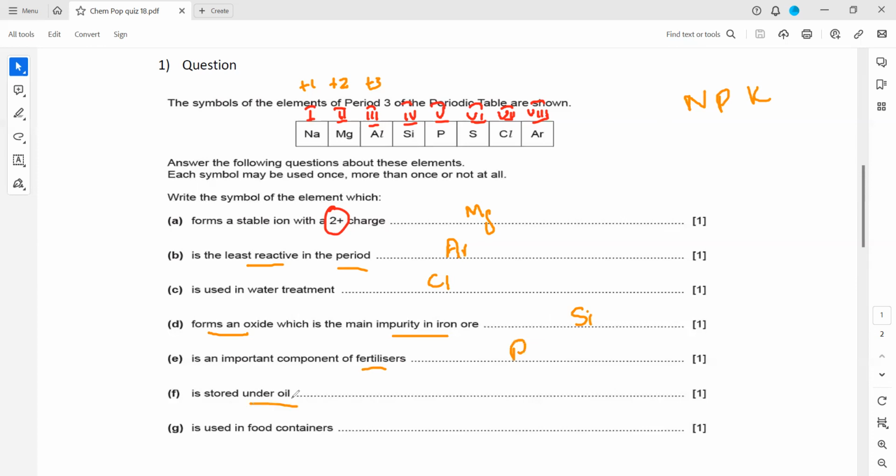It is stored under oil, which means it is a highly reactive metal, because highly reactive metals must be stored under oil. That's why it is sodium, or Na. And it is used in a food container. Which element? Last time we discussed the uses of aluminium. Aluminium is used as a food container. Is it clear? Question 1. Any doubt in this?